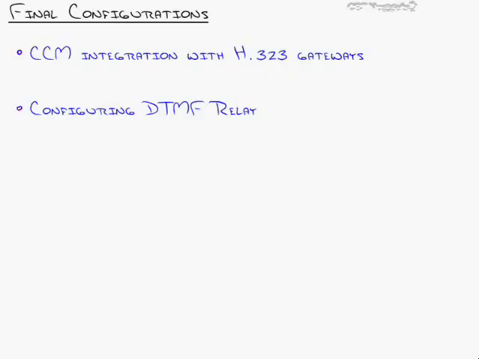All right, now we move into some final configurations. They don't really need a full scenario because they're pretty straightforward. They are configuring call manager integration with H323 gateways, and then finally, DTMF relay with H323. So call manager integration is where you have the ability to route calls to and from a call manager system to an H323 gateway.